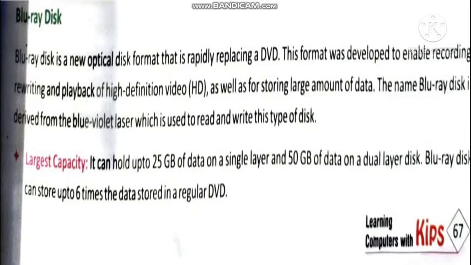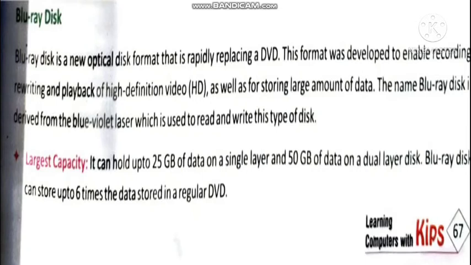The name Blu-ray disc, you know why it is? Because for reading data from Blu-ray disc, blue violet laser light is used. But in the previous one, red light was used. Here the name is Blu-ray disc because blue laser light is used. Now some of the advantages which I have already discussed, let's read them once.